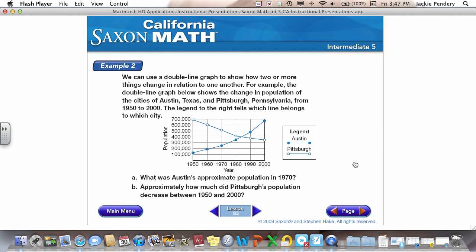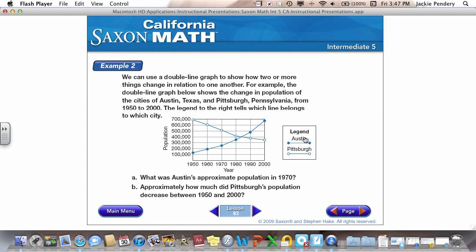Okay, we can also use a double line graph. This is an example. It shows how things change in relationship to one another. So this line graph shows the change in population in Austin, Texas and Pittsburgh, Pennsylvania from 1950 to 2000. So here are my years on my x-axis and my population, 100,000 people, 200,000, 300,000, and so on my y-axis.